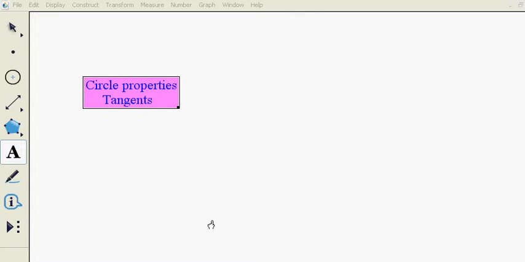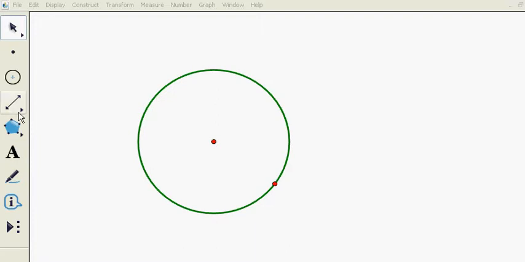In this segment I'm going to continue talking about circle properties, and specifically about tangents to a circle and what kinds of things they can do. I'm going to continue where we left off last time talking about chords, and a chord is a line segment from the edge of the circle to the edge of the circle.